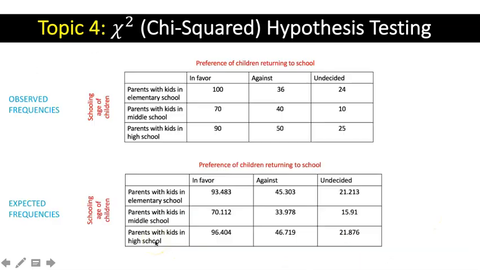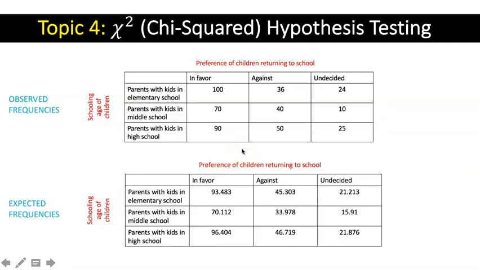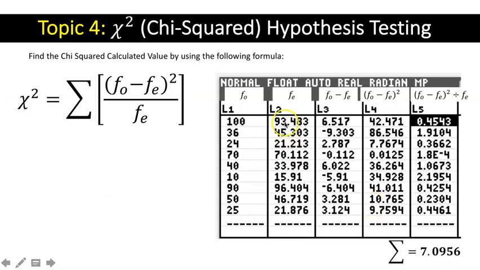When you look at your table, it doesn't matter which way you put it in the calculator. I went across. So I went 136.24, 136.24. And if I do it in that order, I have to be consistent and also put in my expected frequencies in that same exact order: 93.484, 45.303, 21.213. So notice it's exactly in that same order because you want to compare apples to apples, okay?